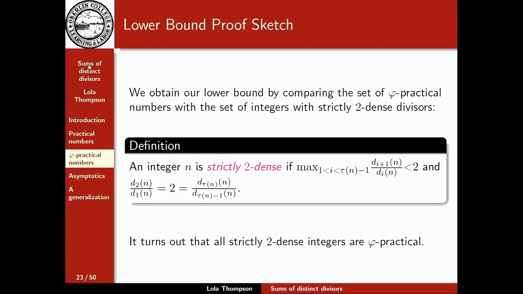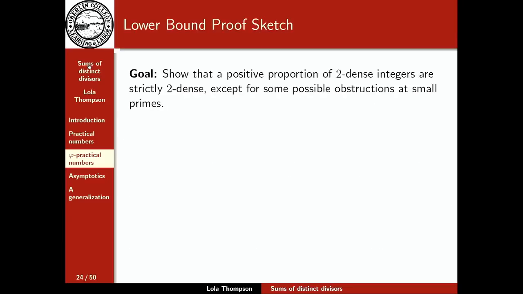But again, we can modify this just a little bit. If we force all the inside ratios of those pairs of divisors to be strictly less than 2, and we allow the outside ratios to be exactly equal to 2, then we can call this integer strictly 2-dense. So we're just changing those inside inequalities and forcing a little bit extra on the inside ratios. And it turns out that all strictly 2-dense integers are phi practical. And so that'll be good enough for lower bounding the phi practicals, if we can lower bound the strictly 2-dense integers. OK, so how do we lower bound the strictly 2-dense integers?